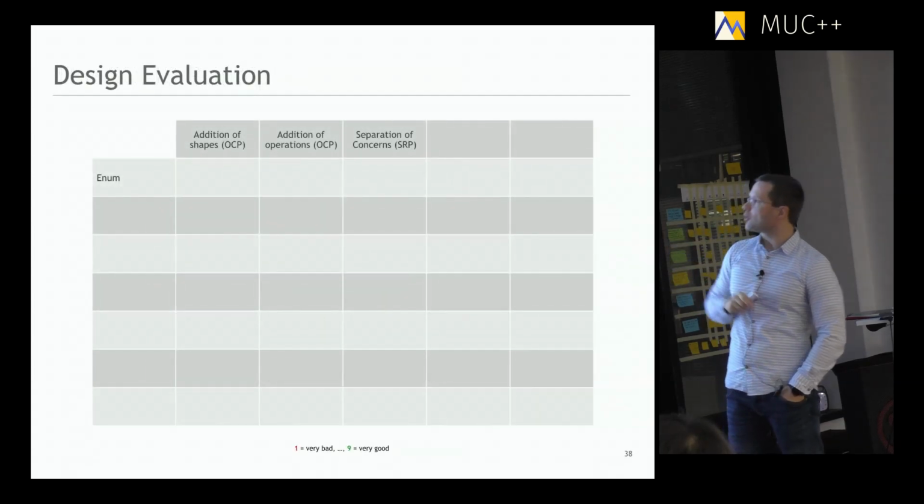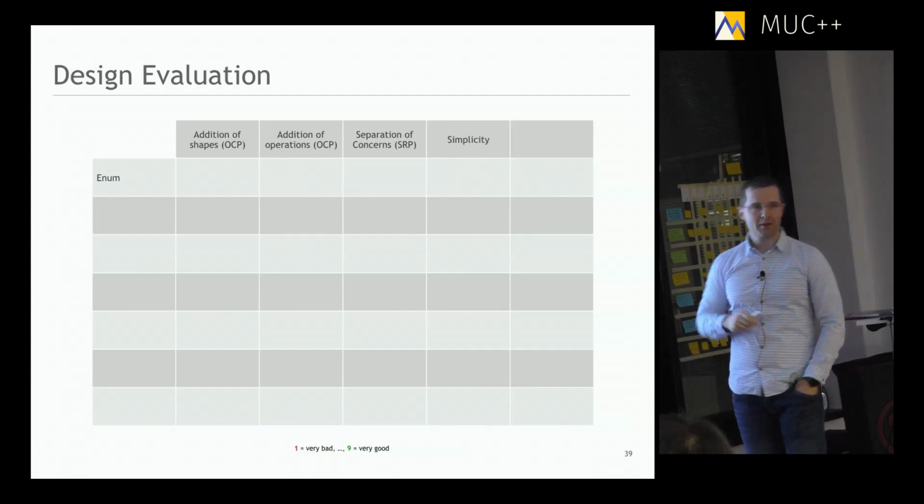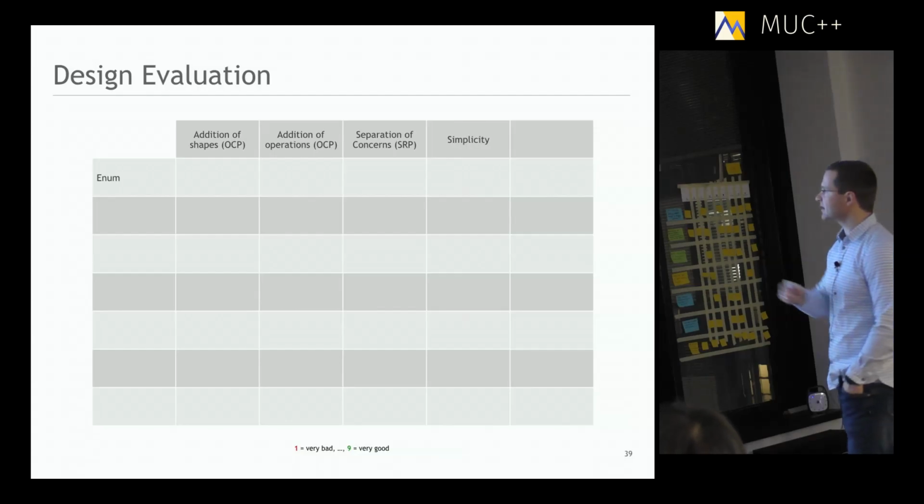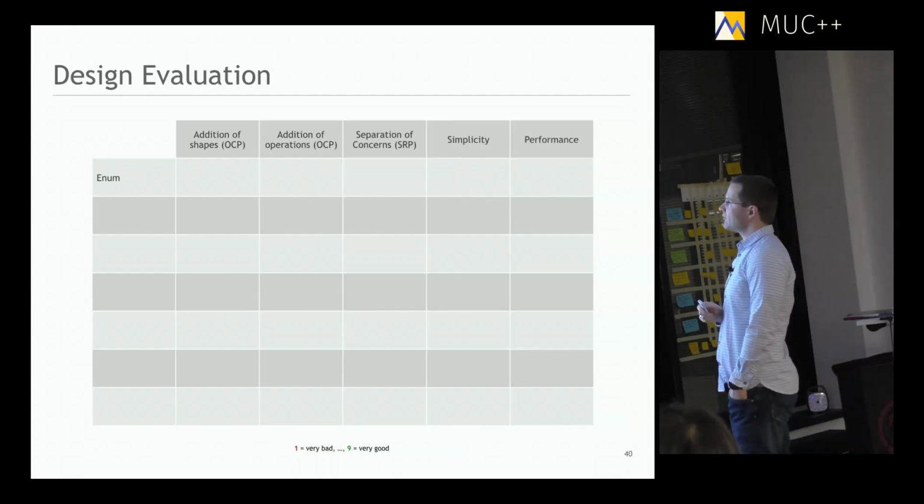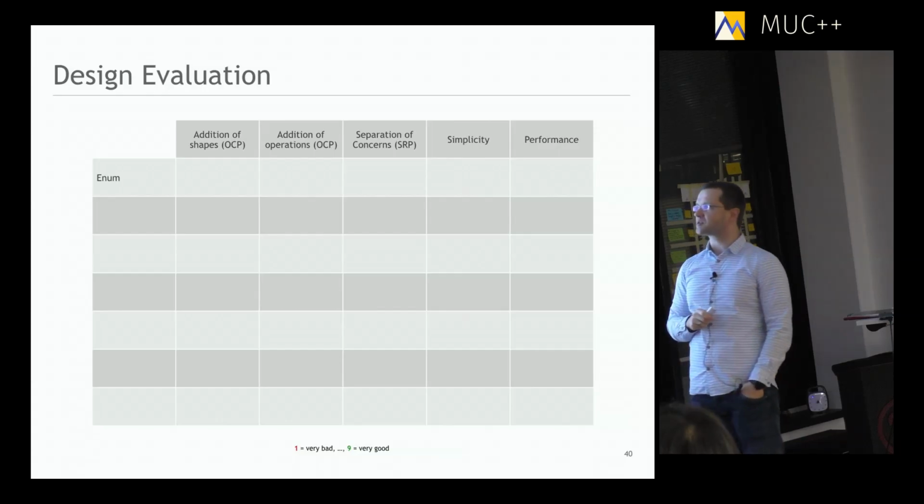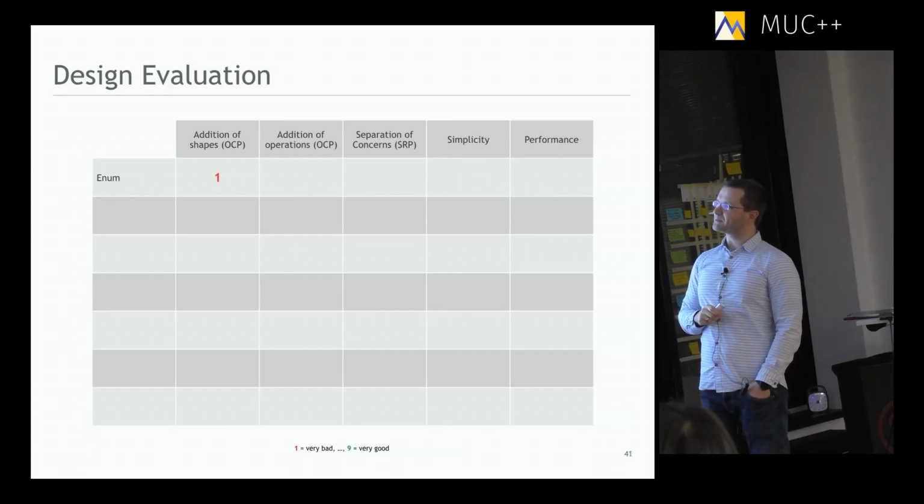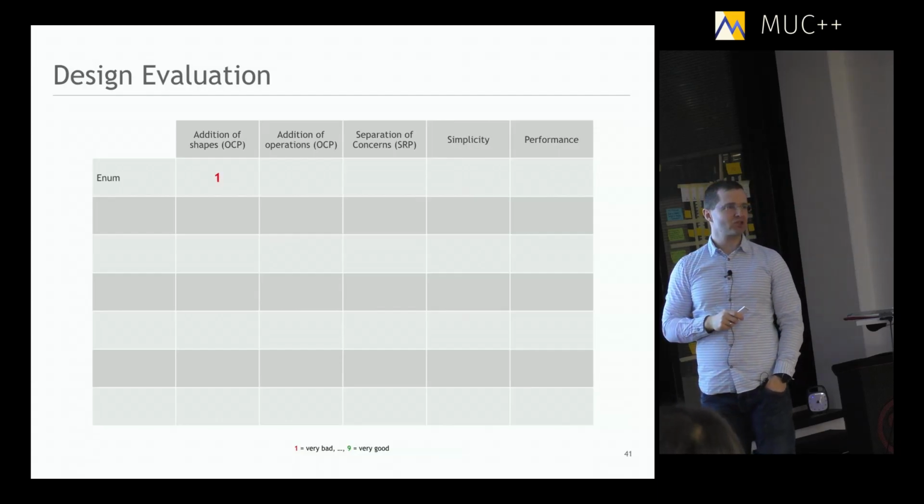So as a 4th rating, I rate for use simplicity. How easy is it to use the design? How easy is it to understand the design? And last but not least, of course, performance. We're interested in performance as well. All right. The enum approach is seriously bad in adding shapes.